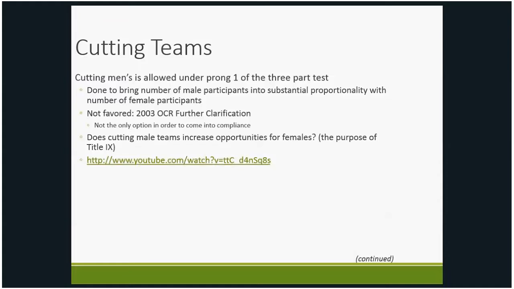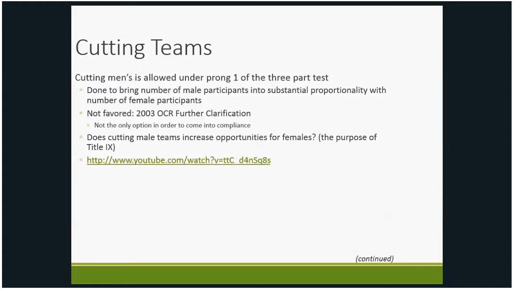Cutting teams. Cutting teams is allowed under prong 1. We're talking about substantial proportionality. It doesn't necessarily mean we need to invest more money and increase female opportunities, although that is favored in the 2003 Office of Civil Rights clarification. However, we can cut men's programs in order to be compliant.